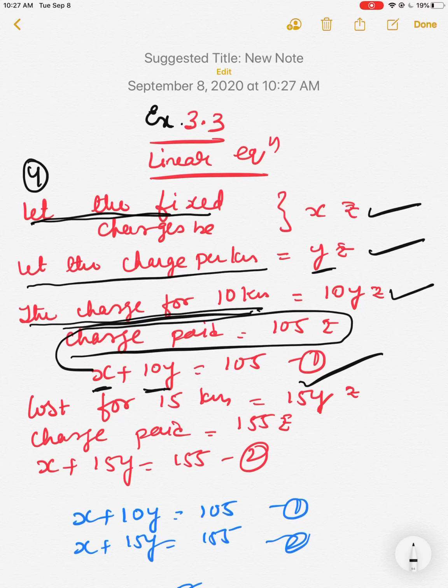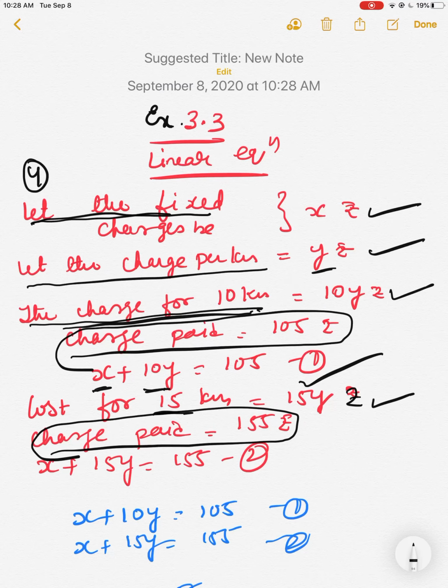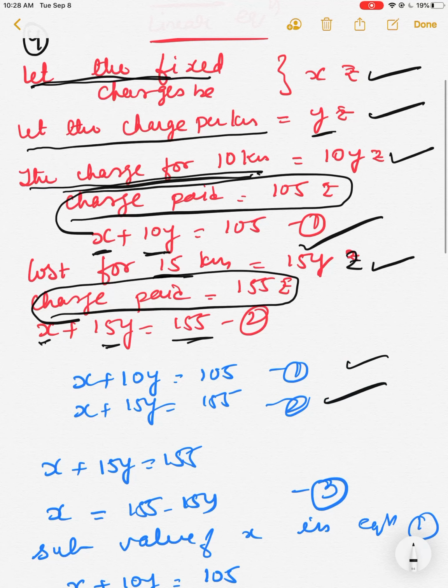Next, supposing he travels 15 kilometers. For 15 kilometers, per kilometer it is y rupees, so for 15 kilometers it is 15y rupees. For traveling 15 kilometers he paid a charge of 155. In this 155, the fixed charge is also included along with the charge for 15 kilometers. So x plus 15y is equal to 155. This is the second equation. So this is our first equation, and second equation.